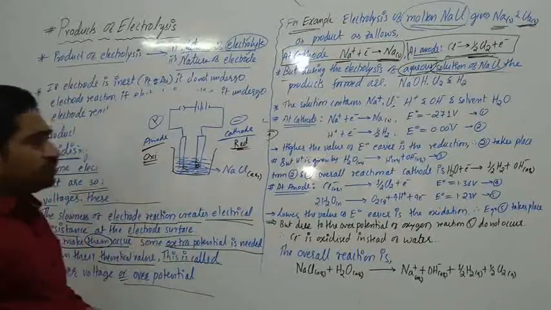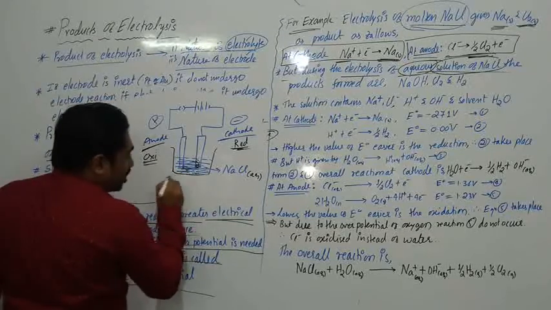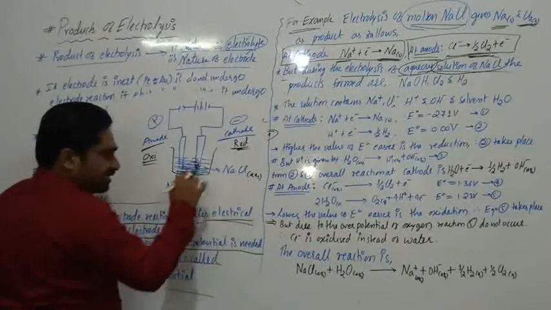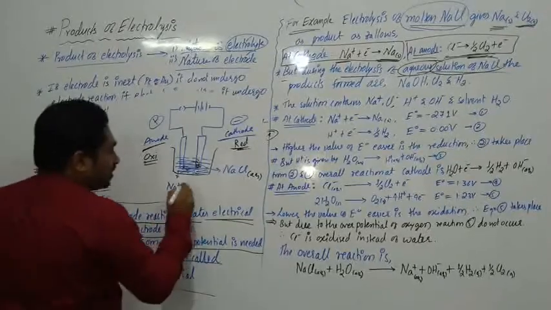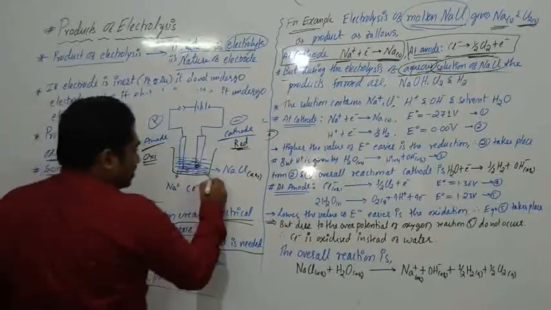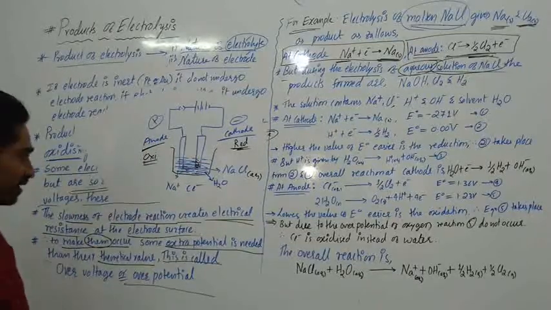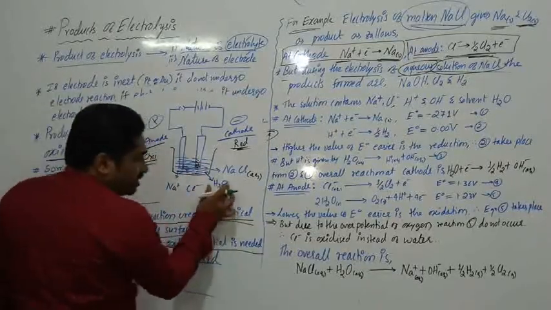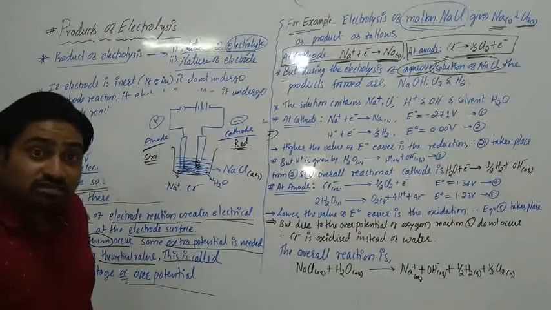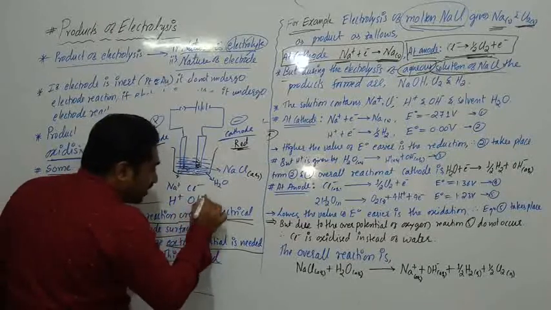So aqueous solution means what? Now my solution contains how many ions? My solution contains Na plus ions because it contains NaCl, and also it contains Cl minus. It contains solvent molecules, water molecules, and also some of the ions produced by water. What are those ions? Those are H plus ions and OH minus ions.